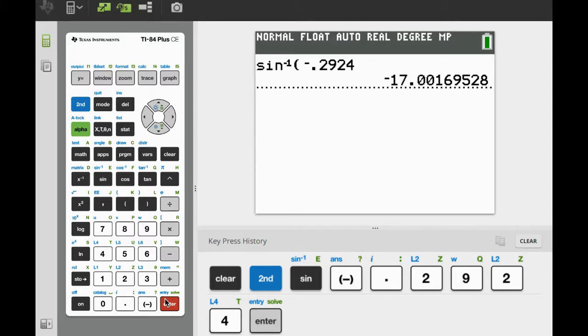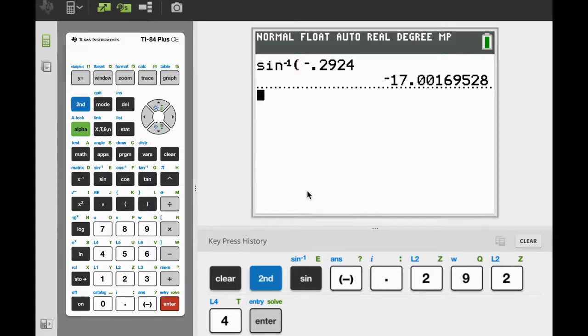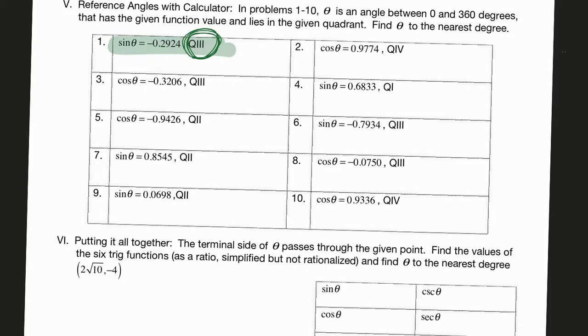So what that is right there, it's the reference angle. It's a reference angle, which is acute, made with the x-axis, and positive. So we're going to call the reference angle positive 17. So if I want to put that into quadrant 3, I have to go 180 degrees, and then 17 degrees more, which makes the answer 197. So the answer is 197 degrees.